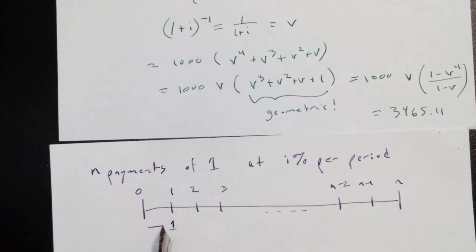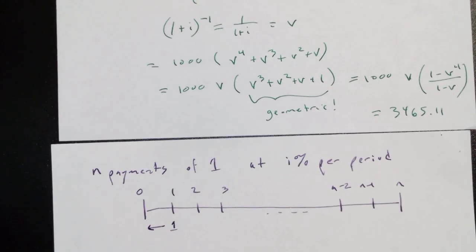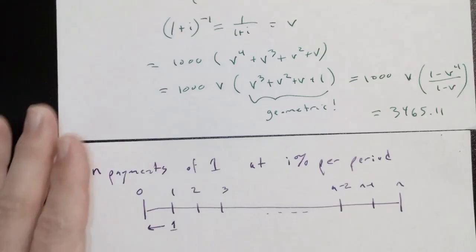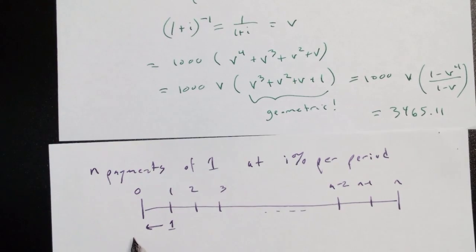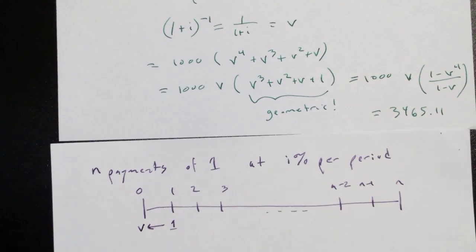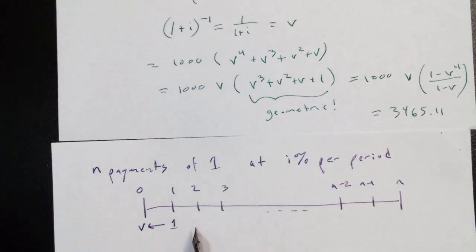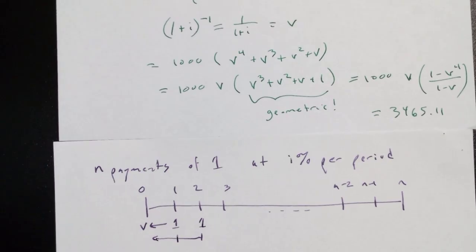So its present value needs to go back 1 period, which means I multiply by v. I divide by 1 plus i. This payment of 1 also needs to go back. But it's going to go back 2 periods, so it'll earn interest twice. So the present value will be v squared. I don't need 1 today to pay you 1 in 2 periods. I need whatever the interest is going to be taken away.